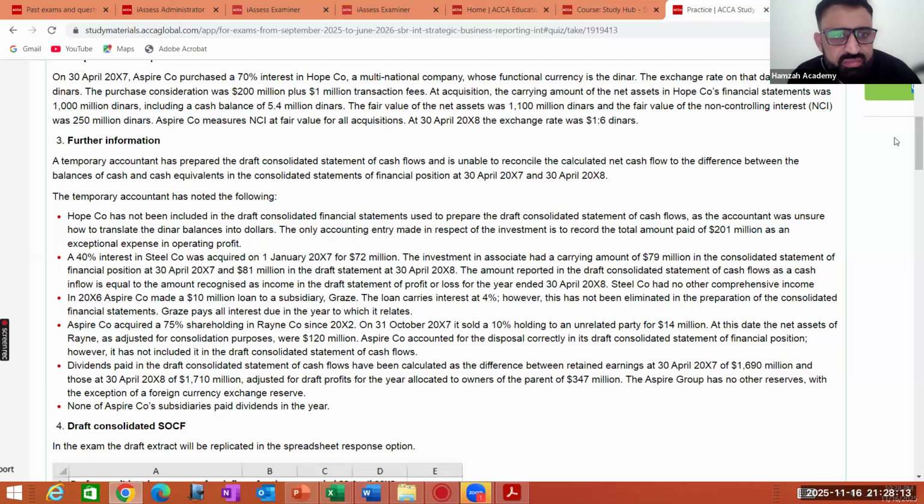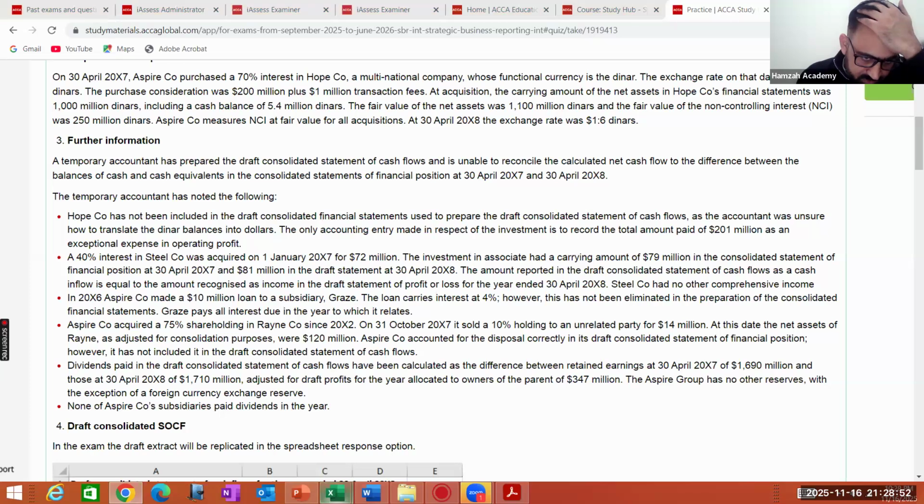So, in the financial statement, when they acquired the Hope, the carrying amount of the net asset was 1000 million dinar, and in that 5.4 million dinar was the cash. And the fair value of the net asset is 1100 million dinar, and the fair value of the NCI was 250 million dinar. And Aspire company measured the NCI at fair value. And at 30th April, the exchange rate is 6 dinar per dollar. So, how should the goodwill have been calculated?